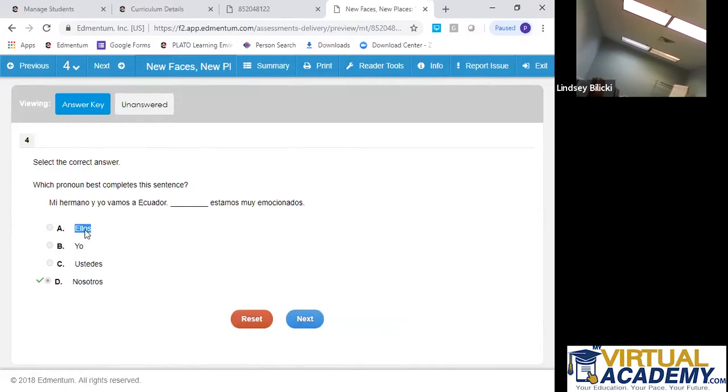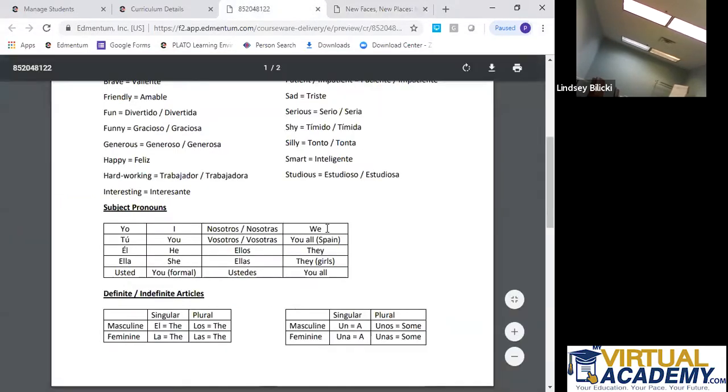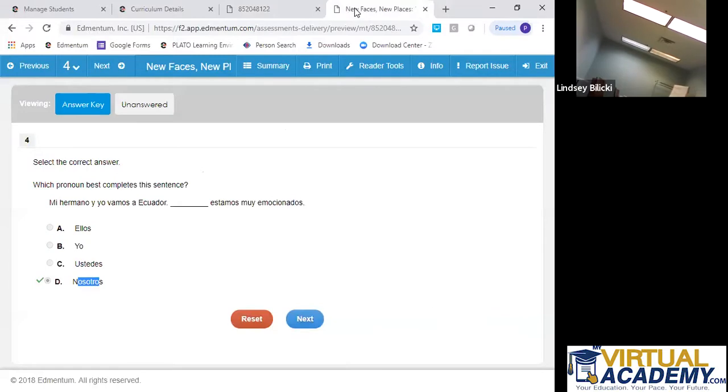So which pronoun means we? Ellos means they. Yo means I. Ustedes is you all, formal. So nosotros, okay, we're going to double check. Nosotros means we. So that makes the most sense. My brother and I, we're going to Ecuador. We are very excited. So do you see how the pronoun takes the place? You don't have to repeat this whole thing. You can just say we, and everyone knows what you're talking about.